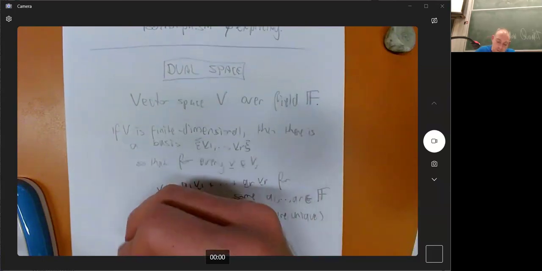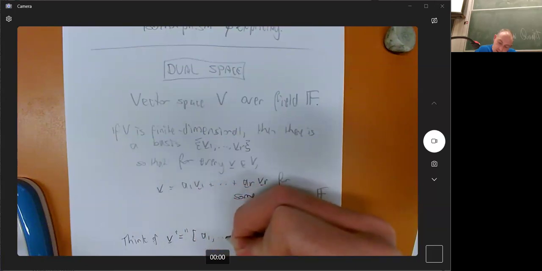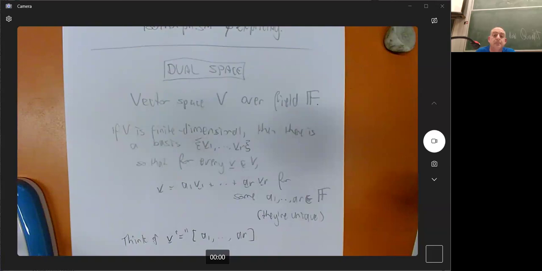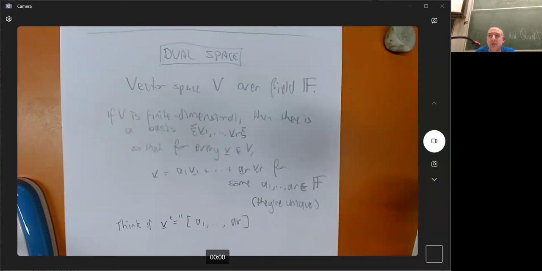But you could think of v as the coordinates a1 up to ar if you wanted. Traditionally written as a column probably, but it doesn't matter. If you want to use matrices, you have to write it as a column. So you think of those coefficients of the basis as the coordinates of v. Not obviously, but if you choose a different basis, you'll get different coordinates.